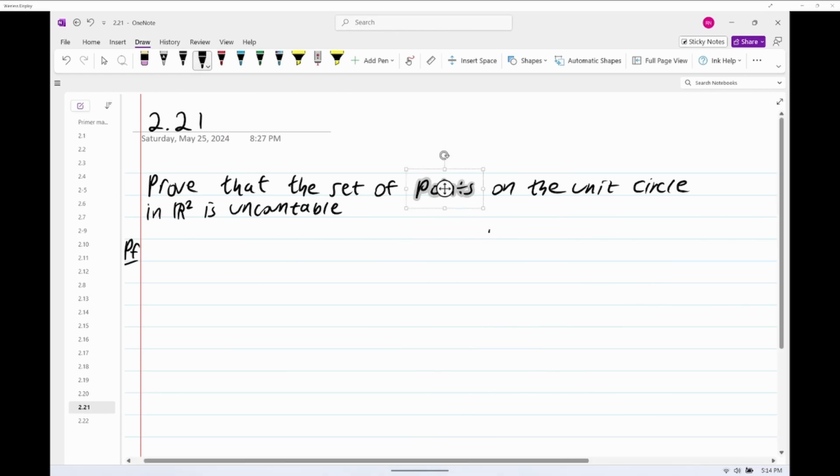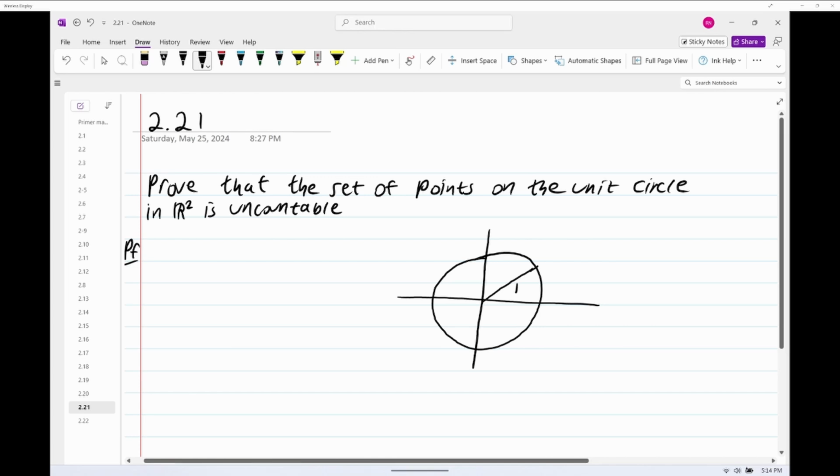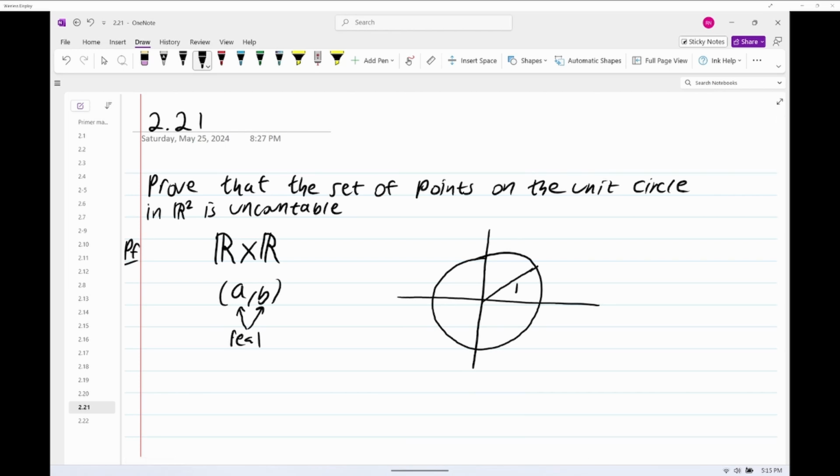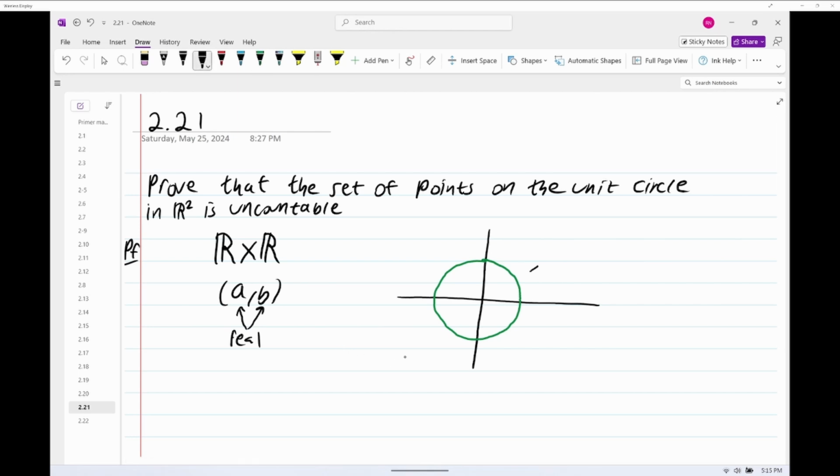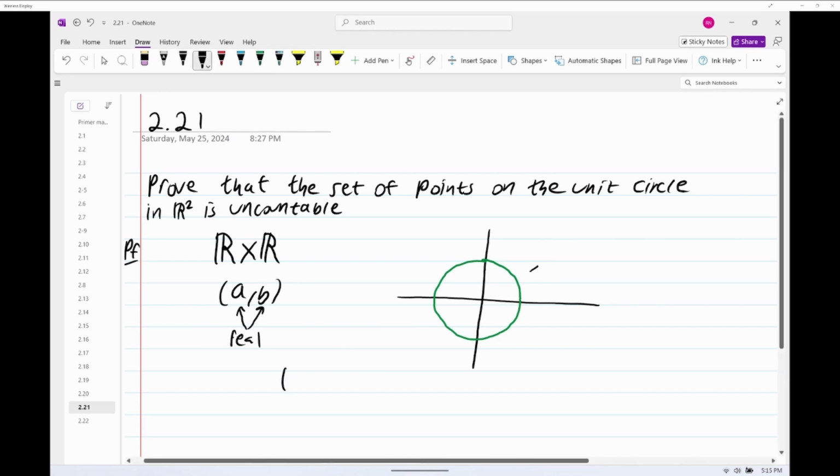Okay, I'm looking. Prove that the set of points on the unit circle in R squared, real numbers squared, is uncountable. Is that what that means? That's R cross R, all the coordinates (a, b), where these are real. So the unit circle in R^2 means what exactly? It's these points (x, y) on this guy, on the green circle. Those points.